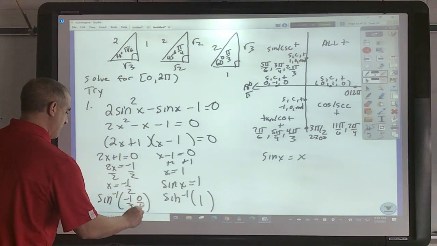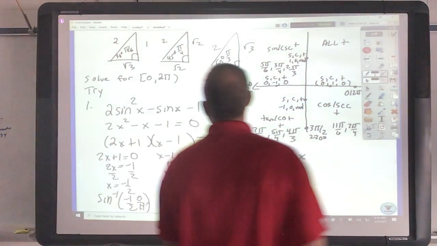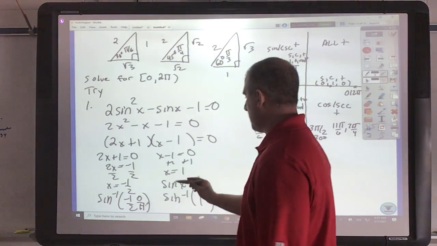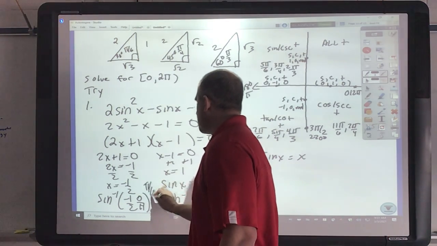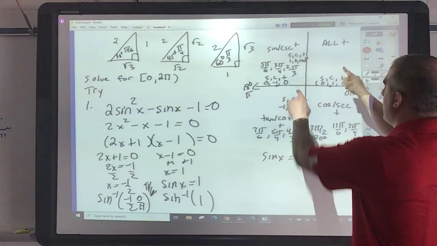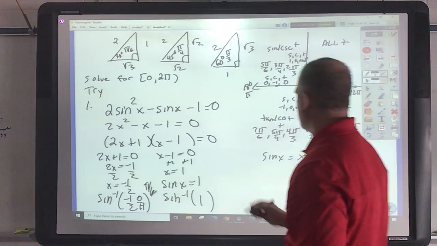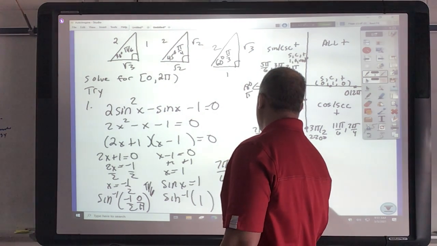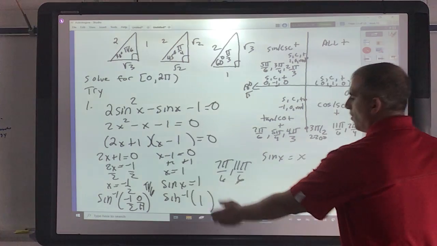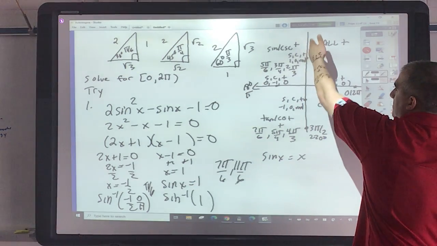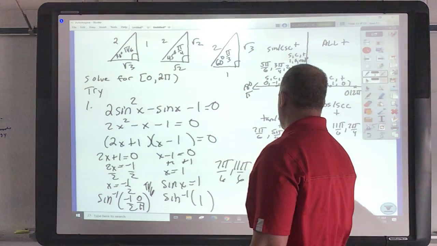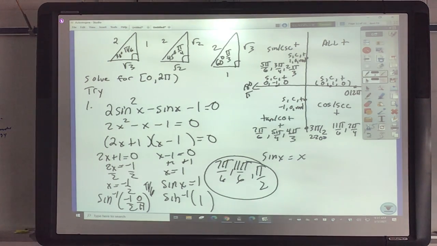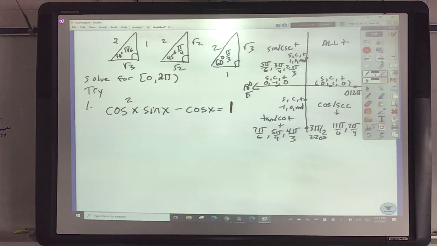Okay, O over H. For the O over H of 1/2, O over H would be pi over 6. Now, since sine is negative, I want to go where sine is negative. So that's going to be down in these two quadrants. So I would have 7 pi over 6 for an answer and 11 pi over 6 because that's negative. Where is sine inverse 1? That's going to be right here at pi over 2. Okay? And I think this is the last question, I believe.